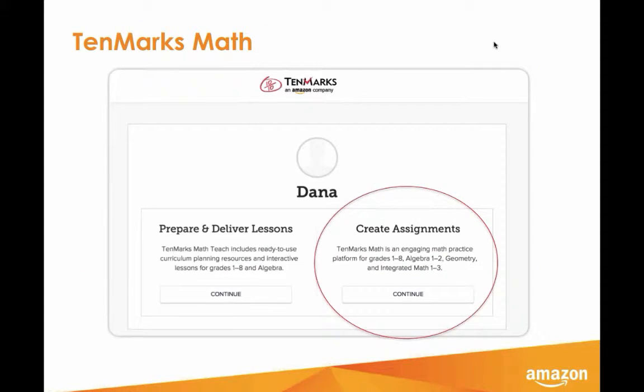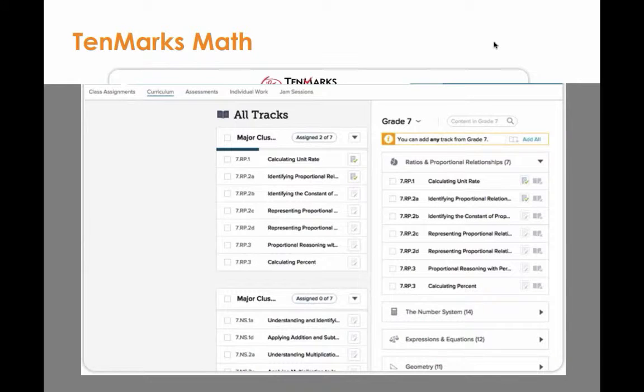Again, thank you all for joining us in today's session on how TenMarks can help teachers reinforce concepts and improve outcomes. Today, we're going to be talking about how to reinforce concepts to improve outcomes. This will be through TenMarks Math, which can be found through the Create Assignments option when logging into your account.